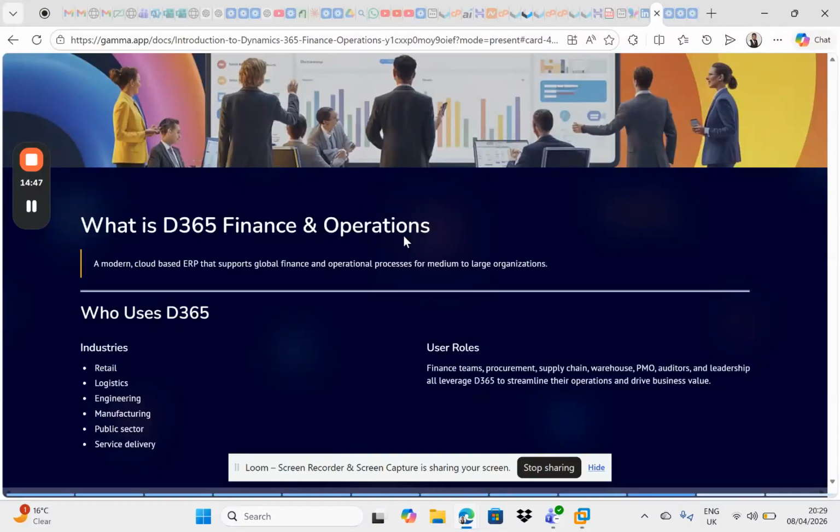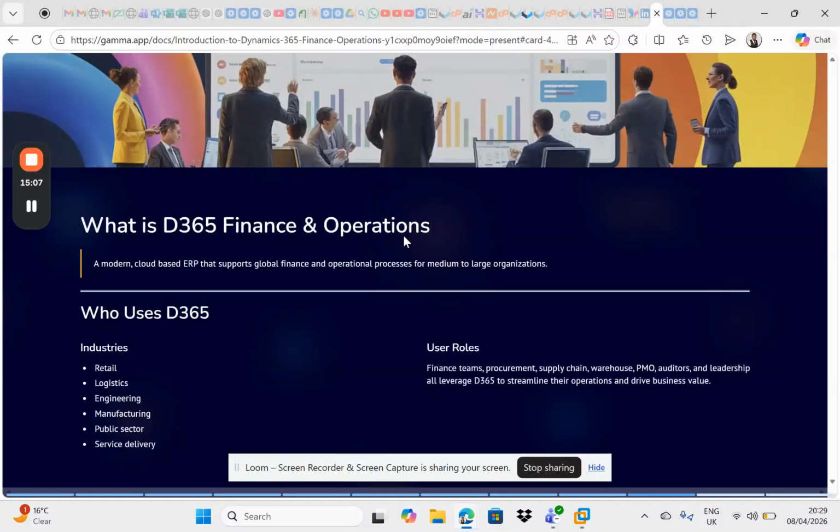Previously, it was AX, not Dynamics. This is something we'll dive into sometime in the future. Previously, it was AX, and it was mostly on-premises. On-premises means that it was installed on your local machine for you to use, regardless of whether there is no network or no internet.